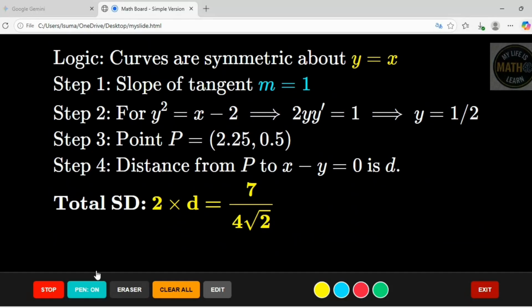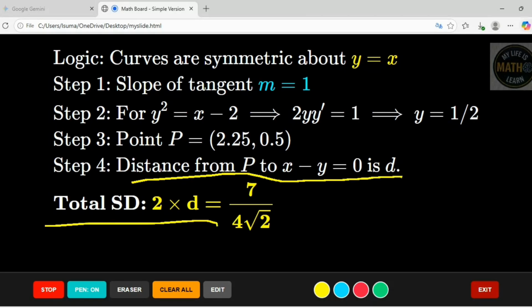The distance from P to x minus y is equal to 0 is D. Then SD is equal to 2 into D, so 7 by 4 root 2.